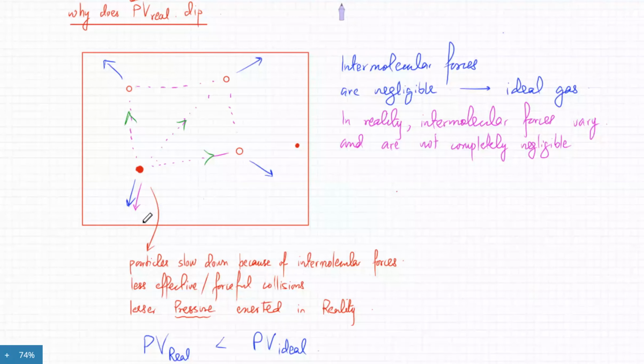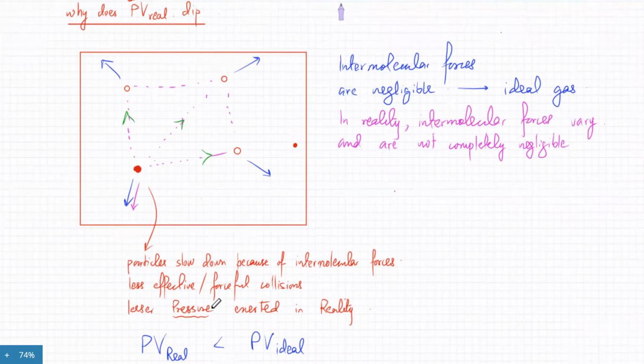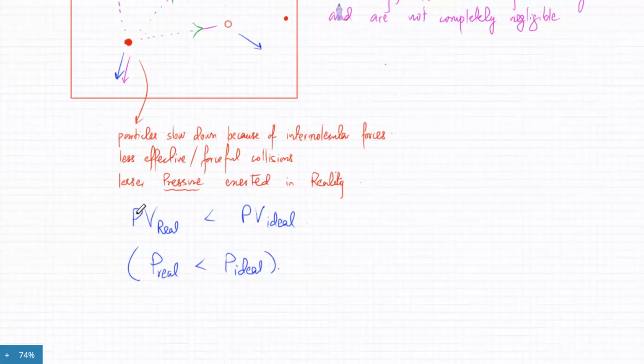If a particle is going to collide with the walls of the container, the other particles are going to pull it back, which means the particle would slow down before hitting the wall of the container. Because of that, the force of the collision would be less, and the pressure exerted in reality is going to be lesser. So real gases have intermolecular forces, which is why the pressure slightly decreases. The real pressure and the real volume that you measure, their product would come out slightly lesser compared to the one that you get from your equation. So your equation is always going to give you a higher value, but the real world would always give you a slightly lower value.